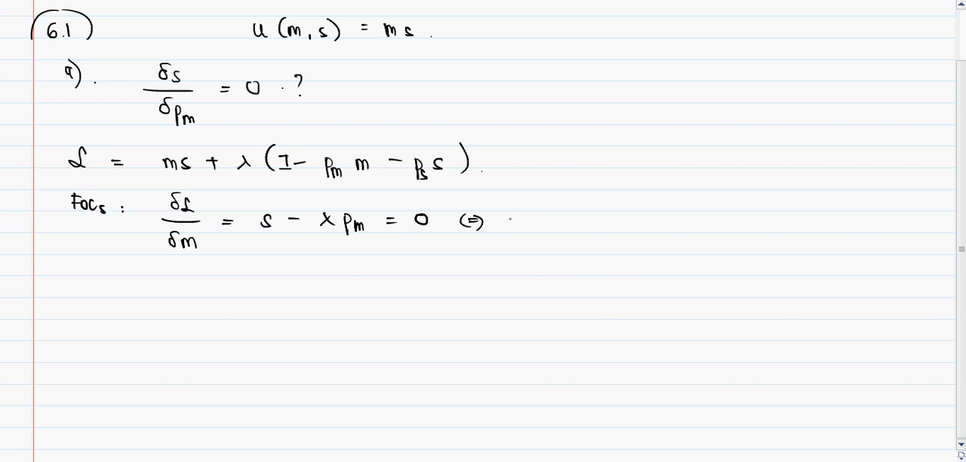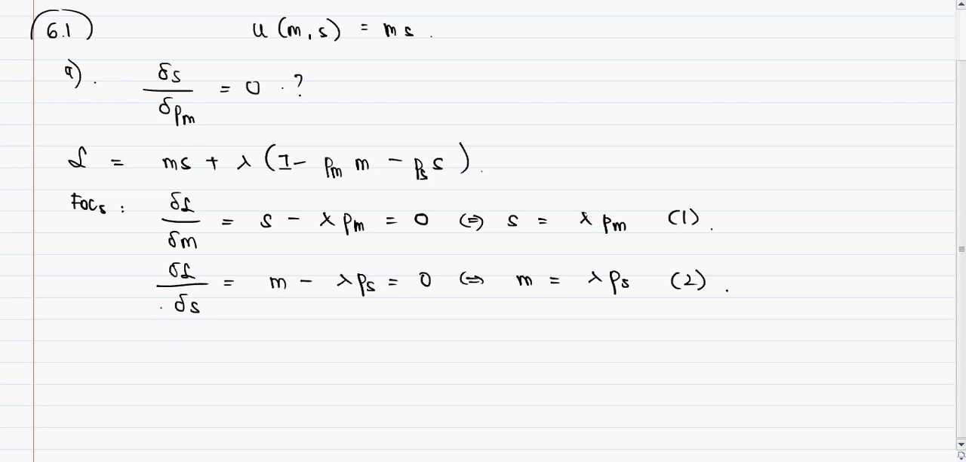So that will be equivalent to s equal to lambda pm. So say this one is the first equation. Okay, so next is the differential of the Lagrangian function with respect to s. That will give you m minus lambda times ps, and that equals 0. So that will give you m equal to lambda ps, second equation.